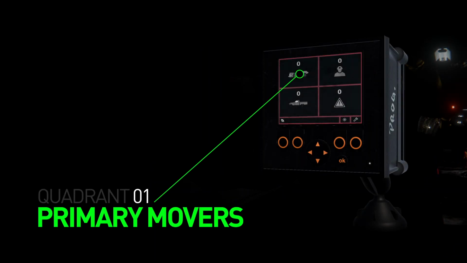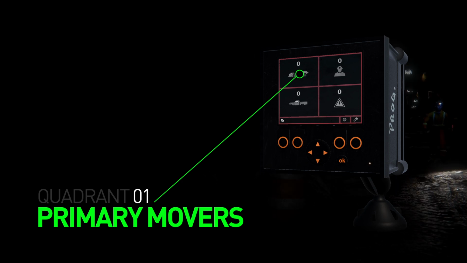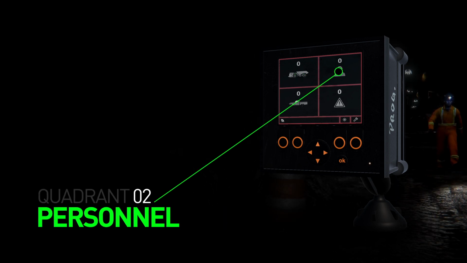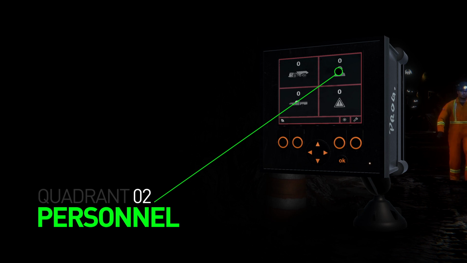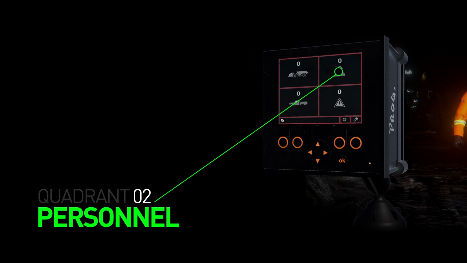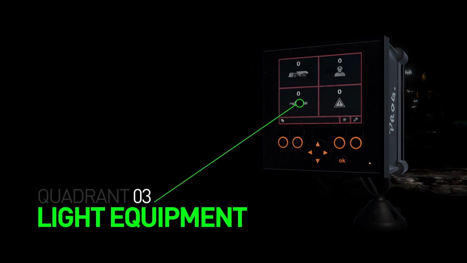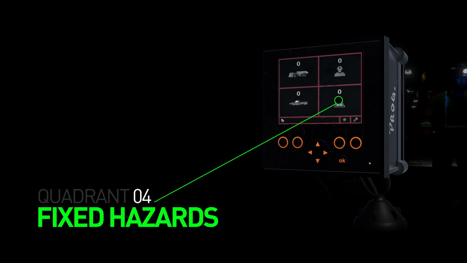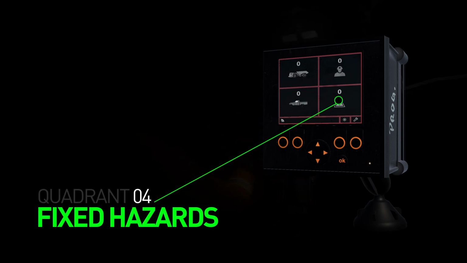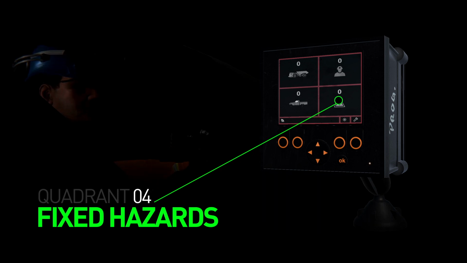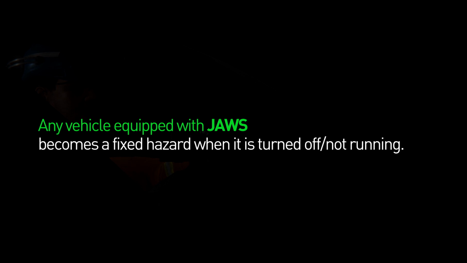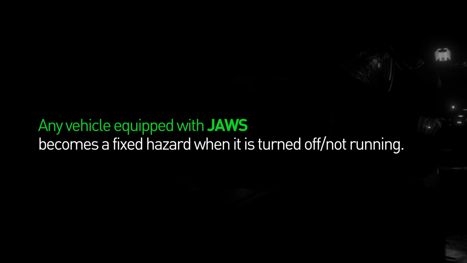Quadrant 1, primary movers. Quadrant 2, personnel. Quadrant 3, light equipment. Quadrant 4, fixed hazards. Any vehicle equipped with J.A.W.S becomes a fixed hazard when it is turned off, not running.